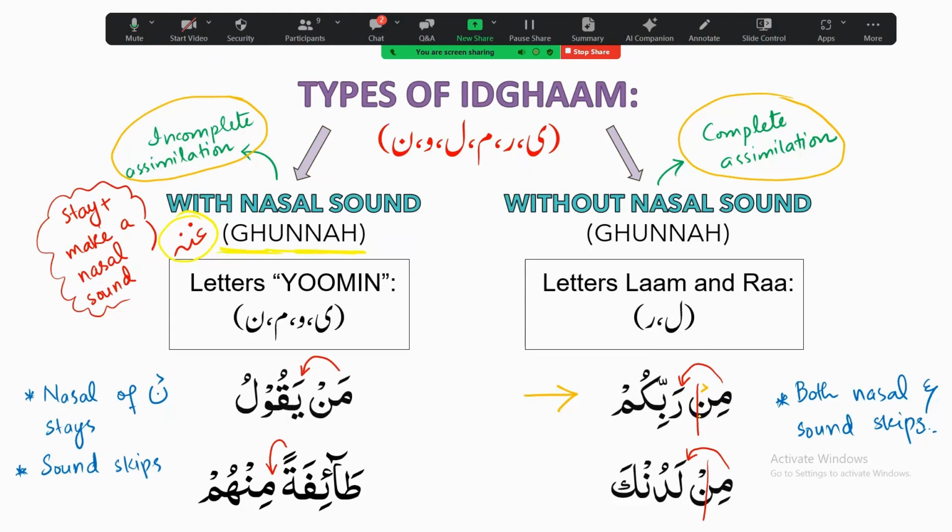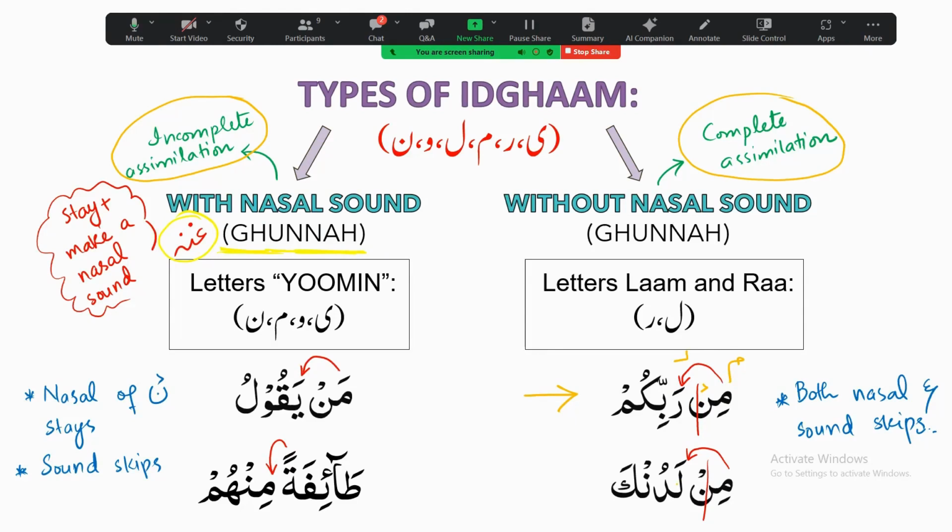You cannot hear any sound or any nasal sound either. The sound of noon sakin is completely hidden here, and we say "mir ra." You can only hear meem and ra here. No noon sound here, no noon sakin sound. So that is how there is a complete assimilation, which means that both the nasal and the sound of noon sakin are skipped.